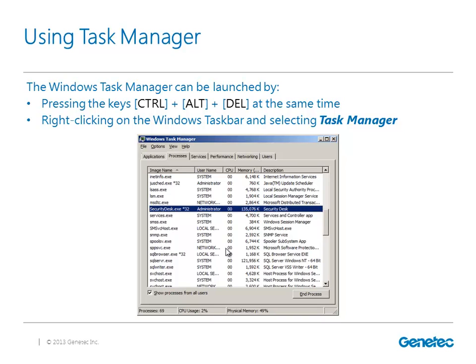Using the Task Manager. The Windows Task Manager can be launched in 2 ways: by pressing the keys Ctrl, Alt, Delete at the same time and clicking Task Manager, or by right-clicking on the Windows taskbar and selecting Task Manager. In this image, we can see that the Task Manager has been opened on a workstation that's running the Security Desk. Under the list of all processes that are active on this workstation, we find a process called securitydesk.exe.